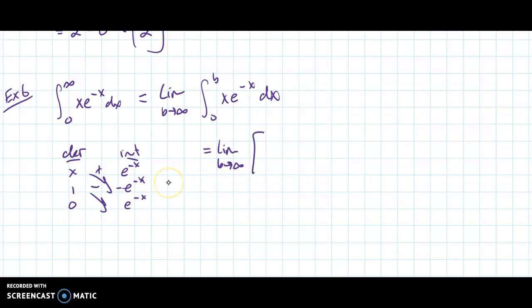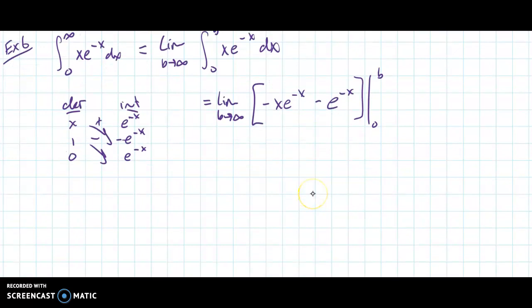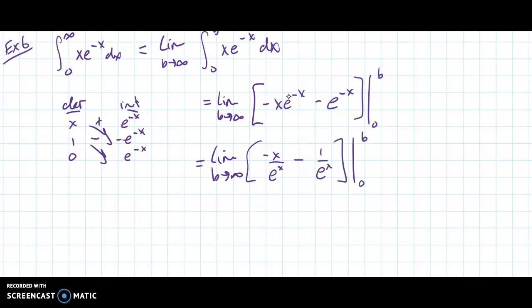All right, I'm no longer going to draw an integral sign. That's what I almost did there. I'm going to evaluate it, which is this stuff here. So I get a negative x e to the negative x minus e to the negative x, close, evaluated from 0 to b. Now, in order to make this a little bit easier to see, I'm going to rewrite these e to the negative x's as fractions. So that is the limit as b goes to infinity of negative x over e to the x minus 1 over e to the x, close, evaluated from 0 to b.